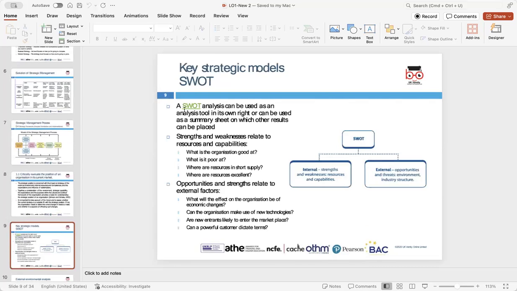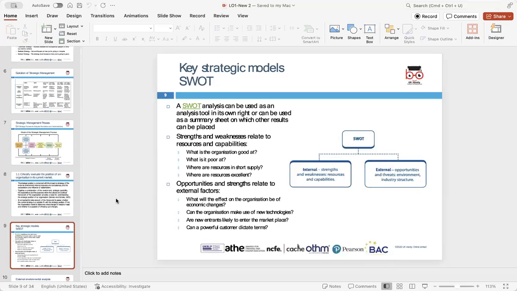You might have heard about SWOT analysis. Any idea about SWOT analysis, Osama? Not much idea, but I know about it, yes.